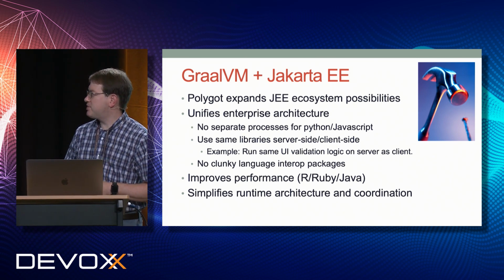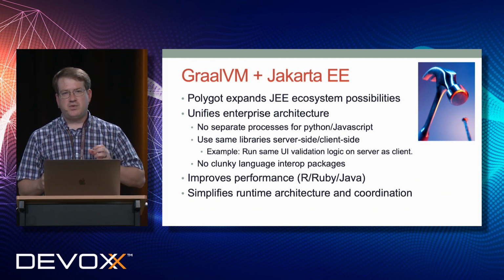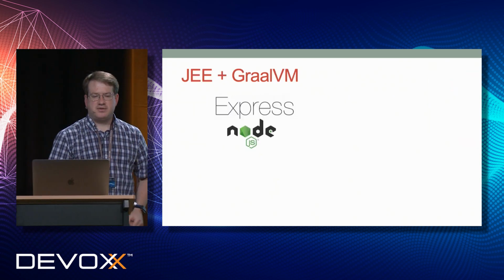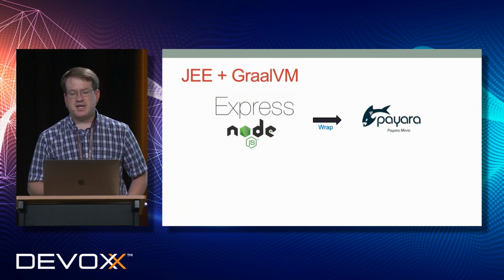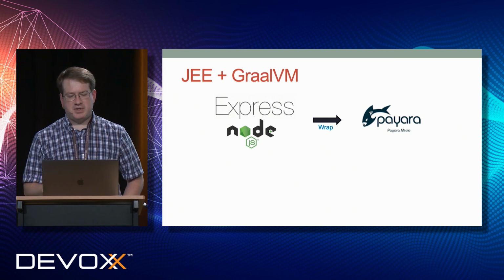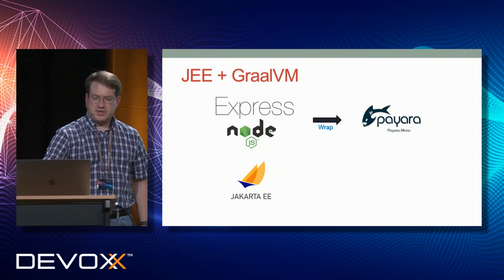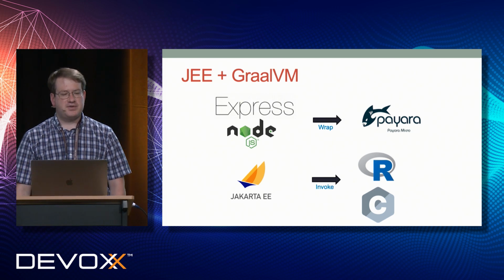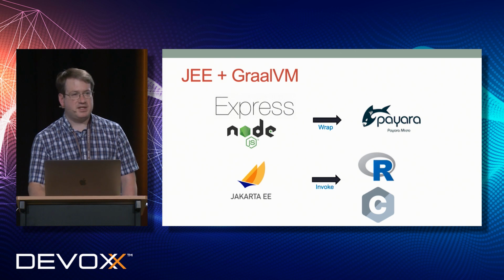In summary, it simplifies the runtime architecture and coordination of your application. It allows you to use these different technologies without having to invoke processes, call out to other things. So for example, you can have a Node Express application. So this is the first application I'm going to demonstrate: Node Express application invoking Python. You can also have a Jakarta EE application that's using R and C code underneath the hood. Right? So these are some of the possibilities that you have with it. And we're actually going to see both of these in the presentation today.